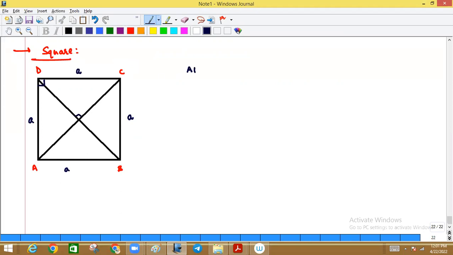We know that AB is equals to BC is equals to CD is equals to DA is equals to A. Obviously, diagonals are also what? If sides are equal and perpendicular, diagonals are also perpendicular and equal. Can I say so? So if you look at AC is equals to BD is equals to the diagonal of the square. It is what? Root 2A. What kind of a triangle it is? It is isosceles right angle triangle which is formed.